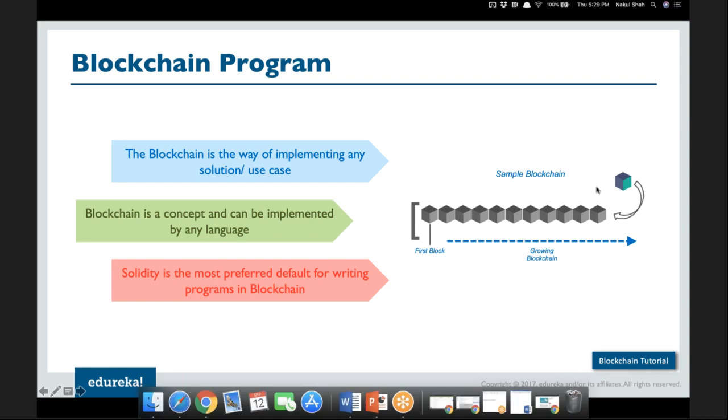So Pavan has asked a question that if I have to send money to X, then I should know his public address. Yes, Pavan. So public address is the equivalent of a bank account number, and if you want to send money to a particular public address, you need to know that person's bank account number for sure.